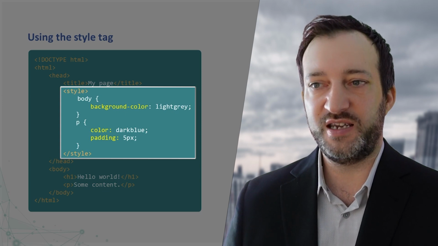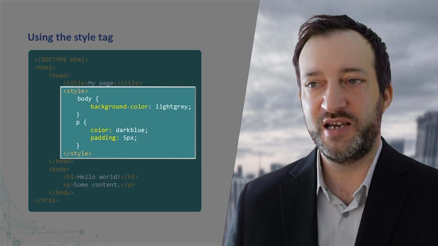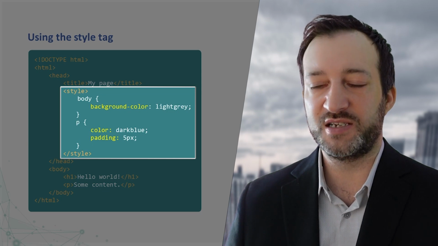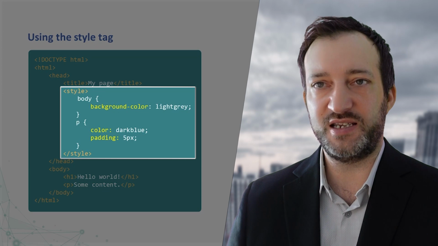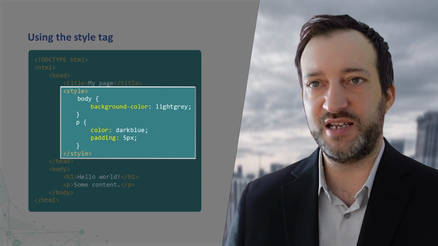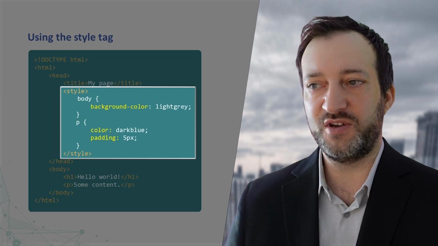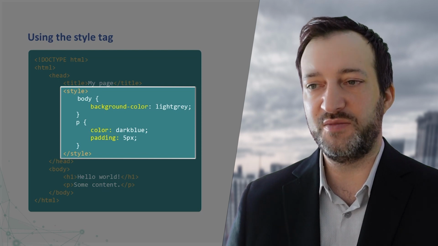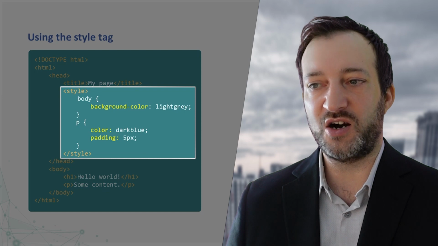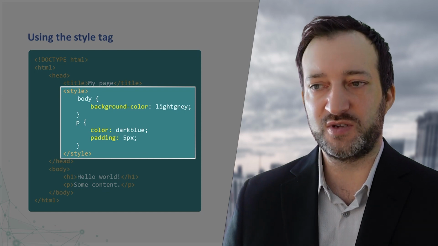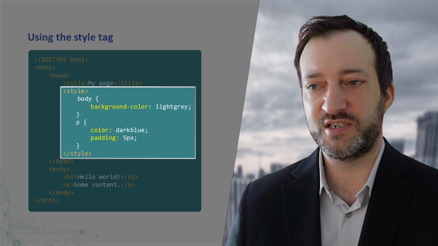So here what you can see is we're referencing the body element and the paragraph element, and here between the braces, these curly brackets, we're listing the styles. So here you can see that for the body we're setting the background color to light grey, and then for the paragraph elements we're setting the color to dark blue, and we're adding 5 pixels of padding around the paragraphs.